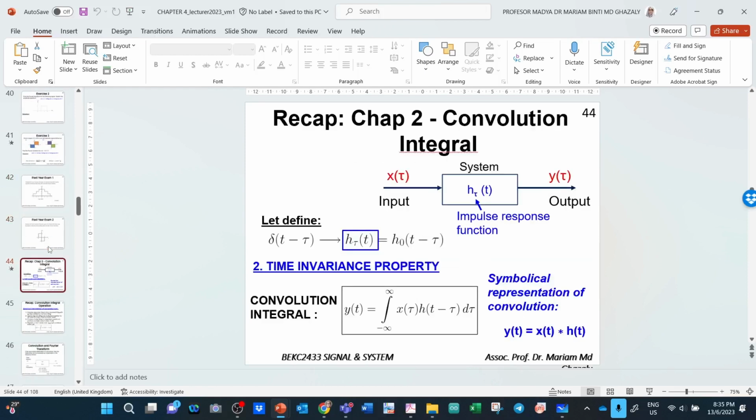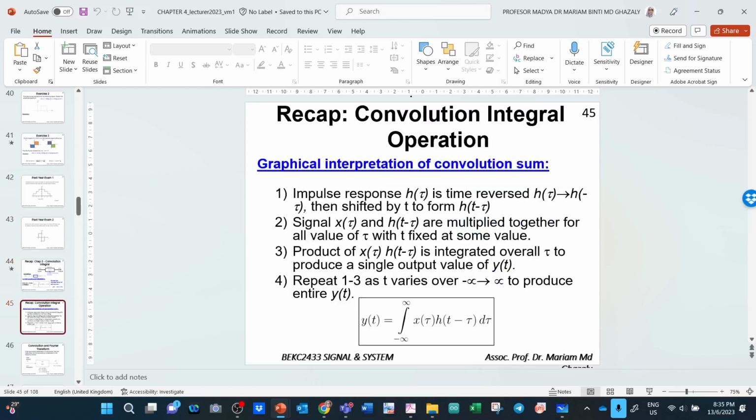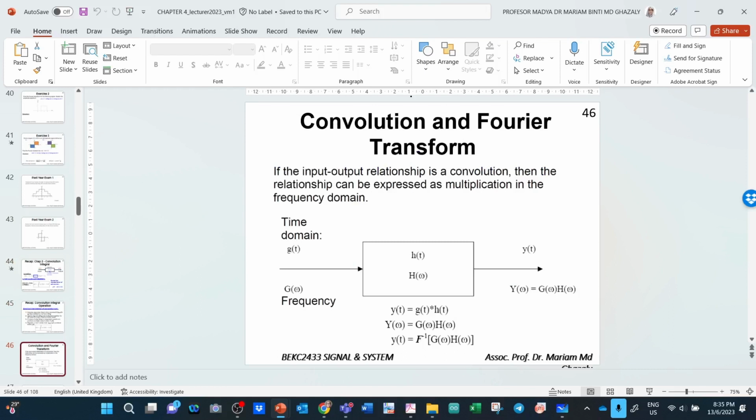Okay, so before we go to, actually the next topic is on this one, convolution and Fourier transform. Okay, so let me just bring that up.